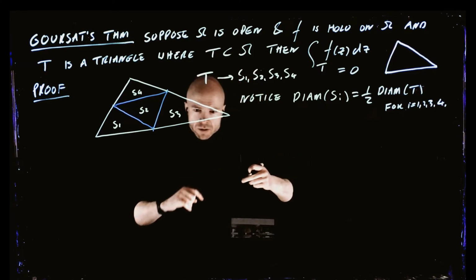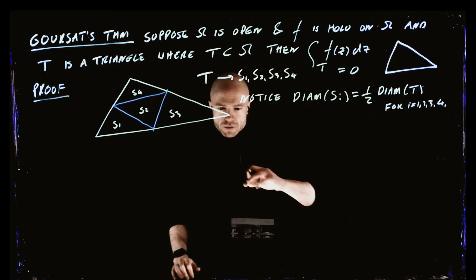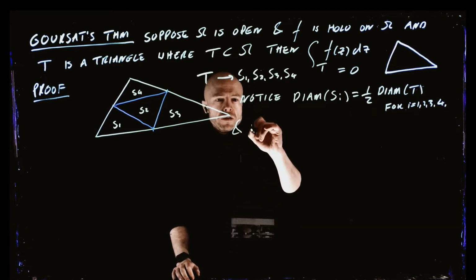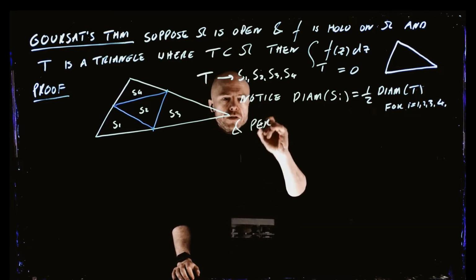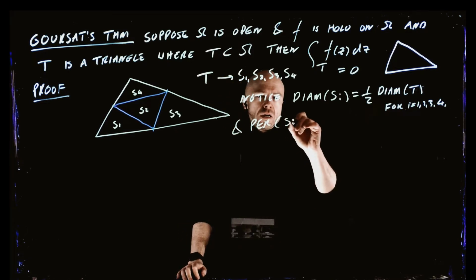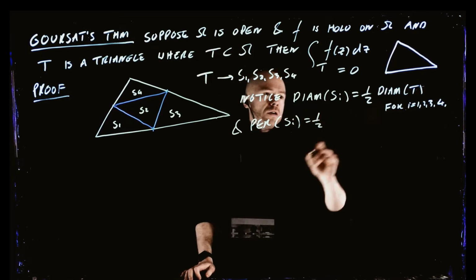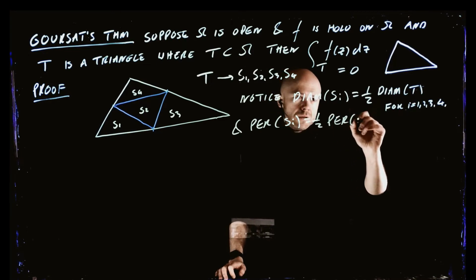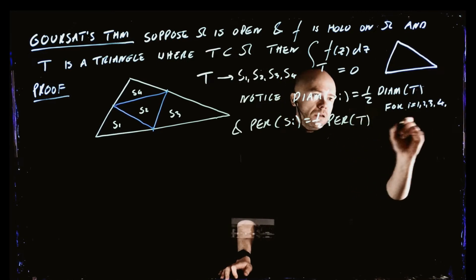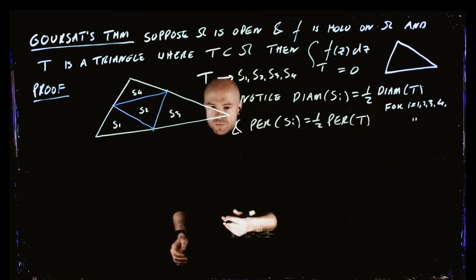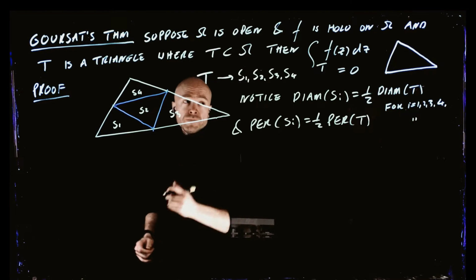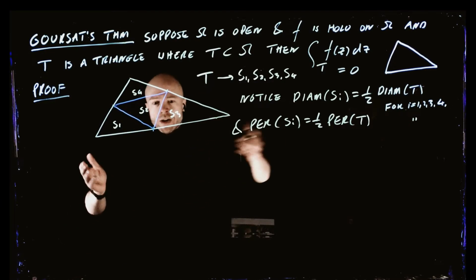Yeah? Give me a thumbs up if you agree with everything so far. Good. And so I'm going to write perimeter as just per. Per of S_i is a half of per of the parent T, again for i equals 1, 2, 3, 4. Yep. Cool. So I'm going to do this procedure of cutting up triangles in this way.